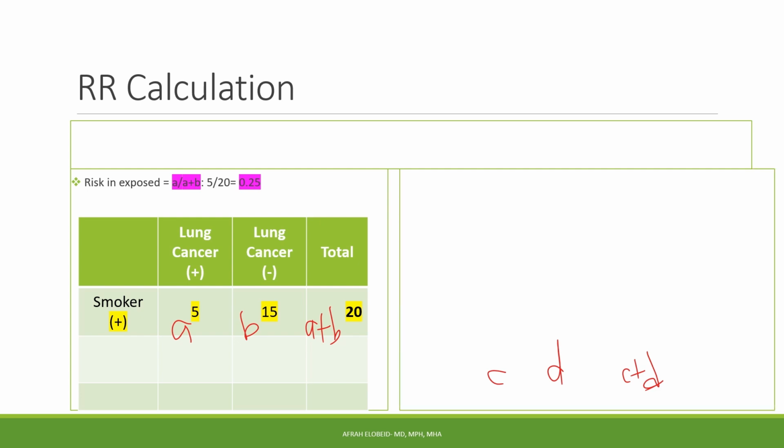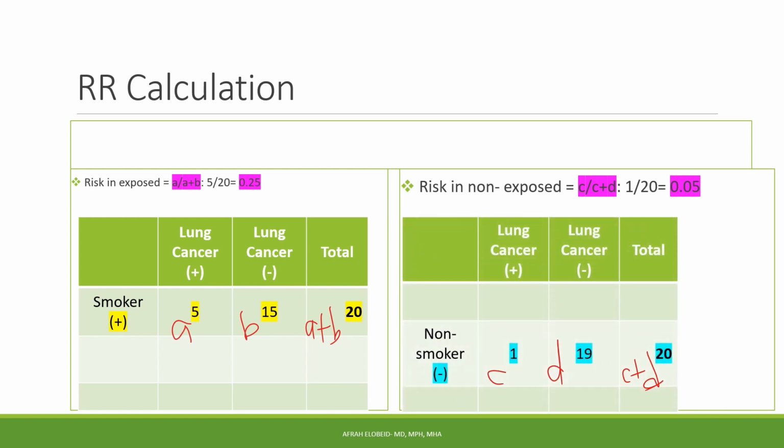The second step is we calculate the risk in the non-exposed group exactly the same way from the 2 by 2 table. In the non-smokers row, we divide C by C plus D, which is 1 divided by 20, which is 0.05. And the third step is to divide the two risks by each other. So the relative risk is 0.25 divided by 0.05, which is 5. So the relative risk in this example is 5.